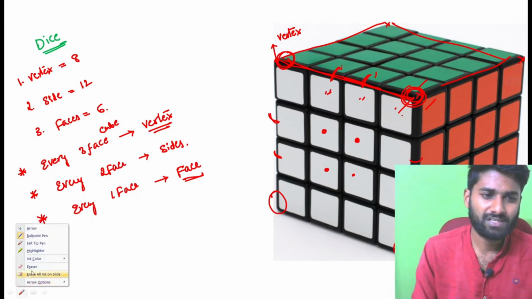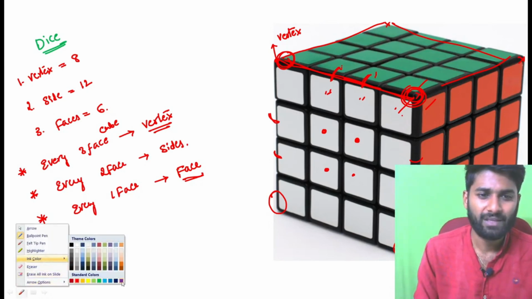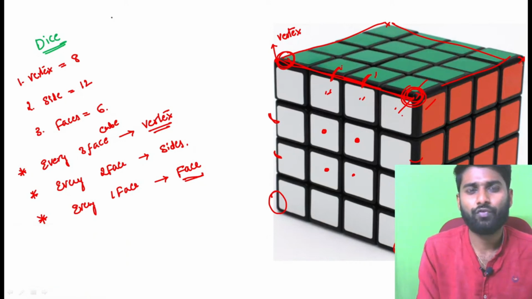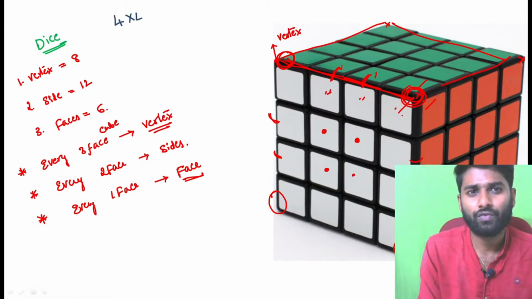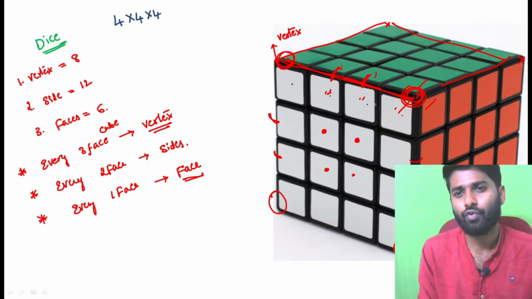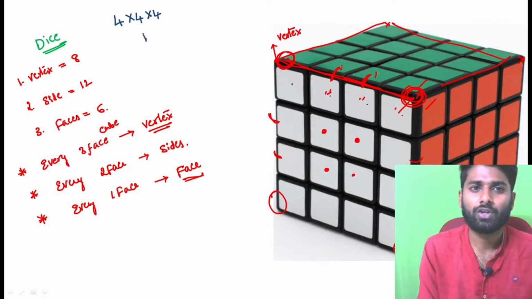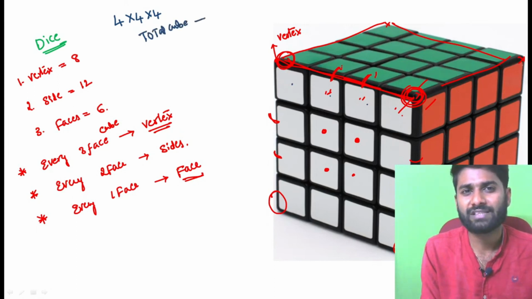Now just count the total number of cubes. So this is the cube I can represent perfectly, 4 into 4 into 4. Each side has exactly 4 cubes. Now the total number of cubes is exactly equal to 64.